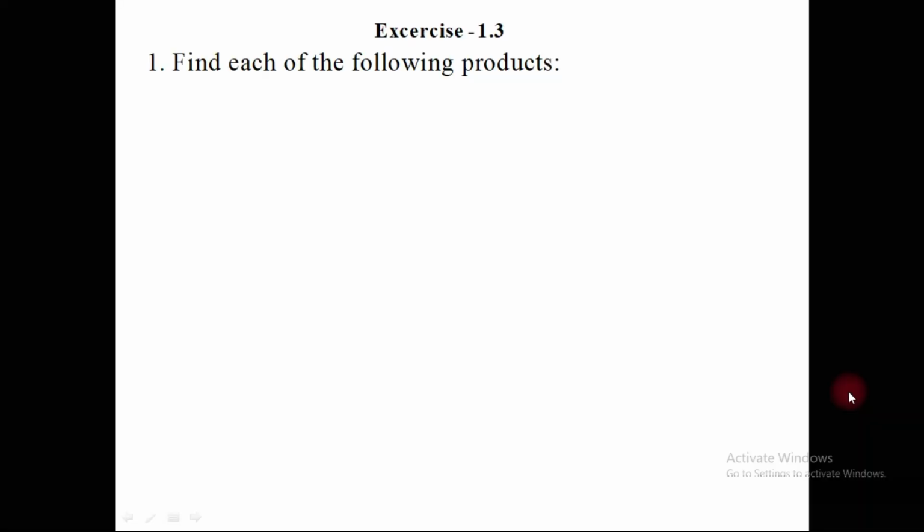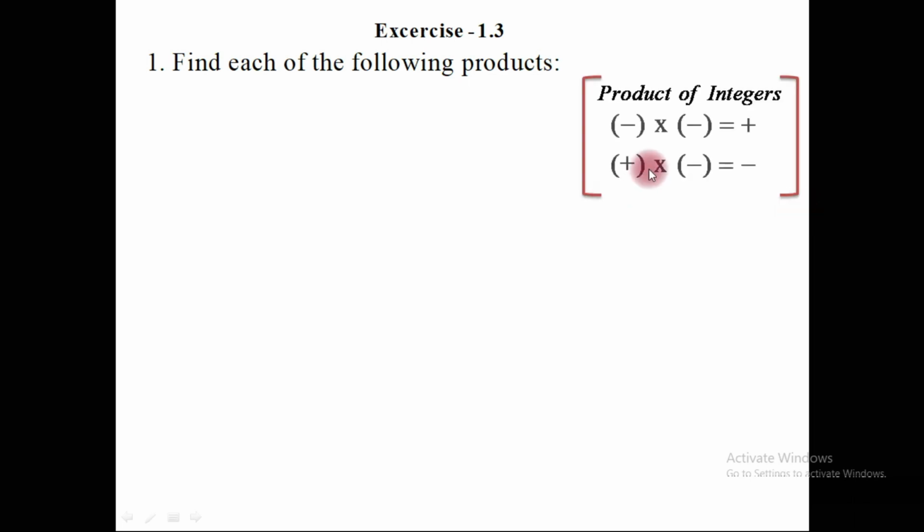Okay, dear students, now we are going to learn multiplication of integers in exercise 1.3. Before going to the exercise, remember the rules for multiplication of integers. When a negative number is multiplied with a negative number, we get positive sign. And when a positive number is multiplied with a negative number, we get negative sign. Question number 1. Find each of the following products.